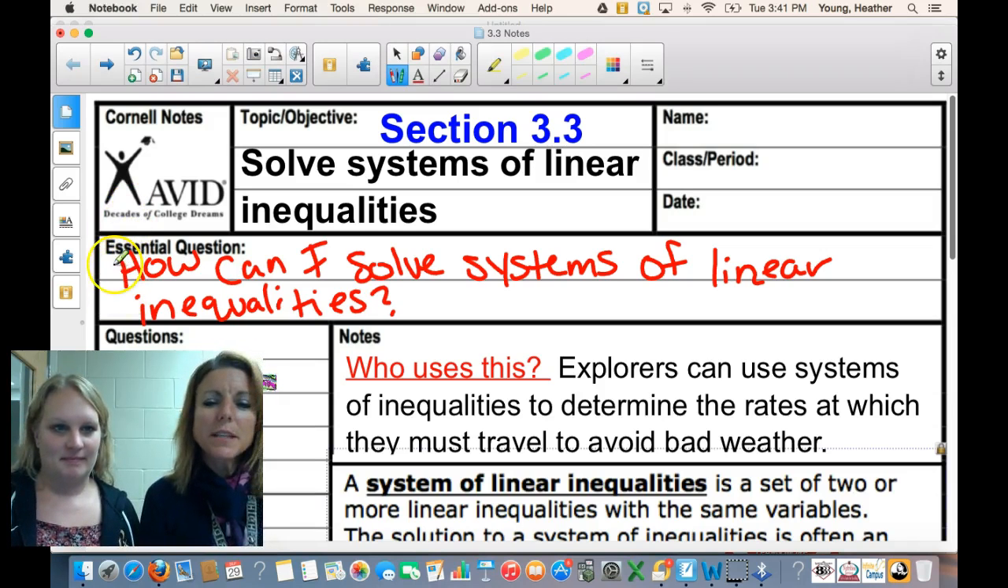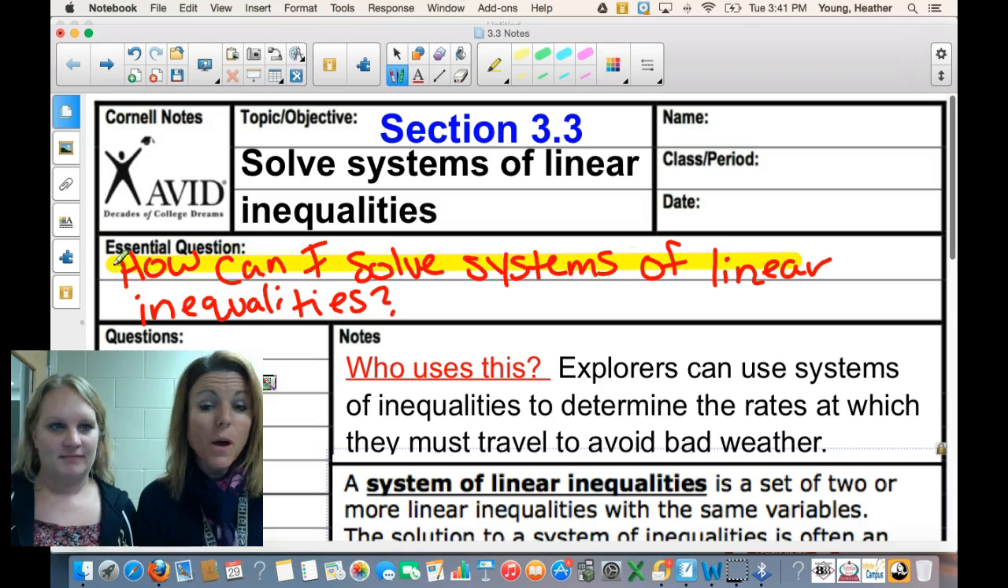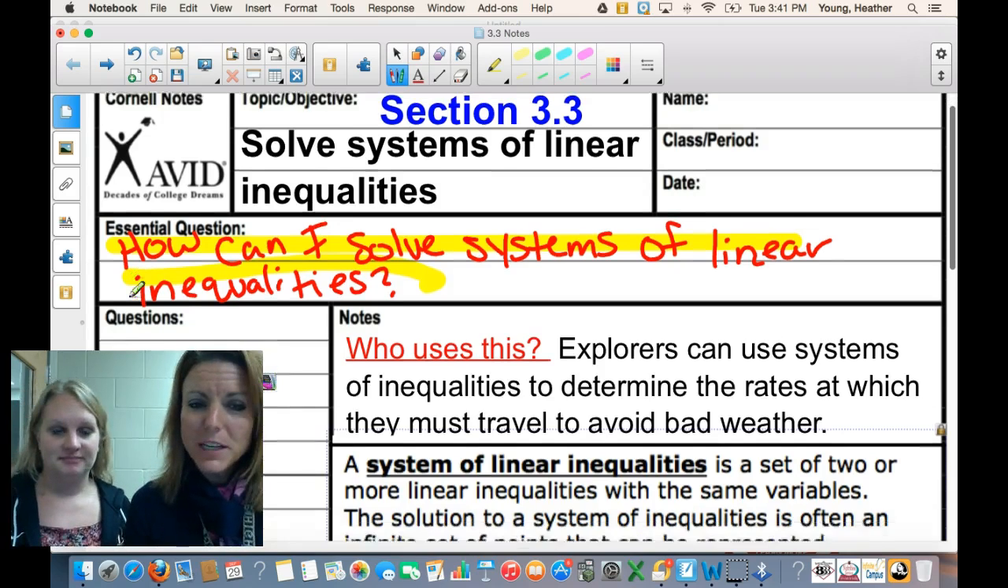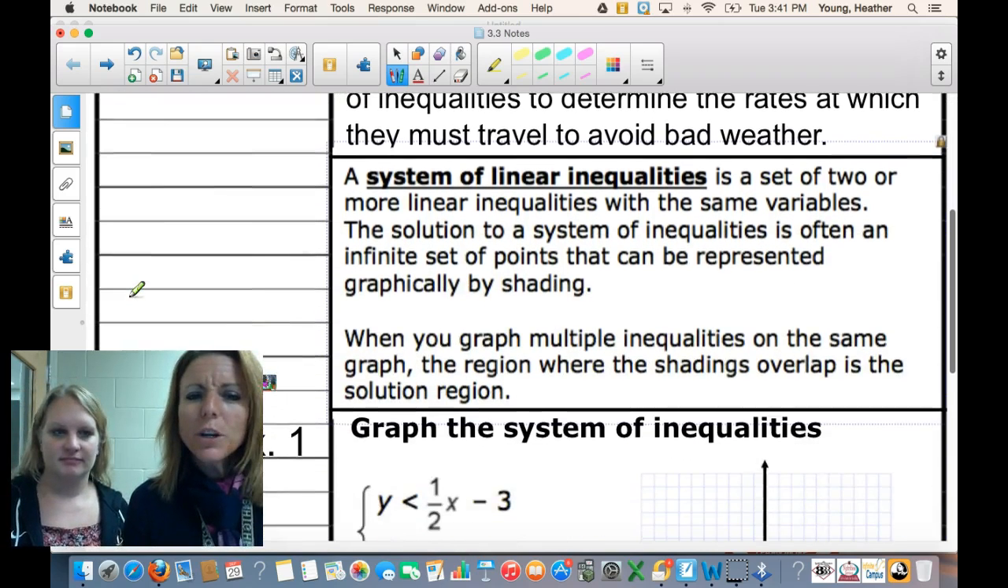So who uses this? Explorers can use systems of inequalities to determine the rates at which they must travel to avoid bad weather. Pretty good, interesting, huh? So we're going to just read through this.